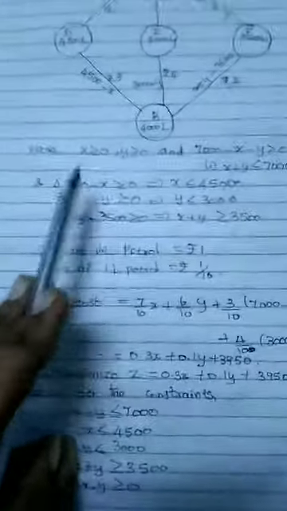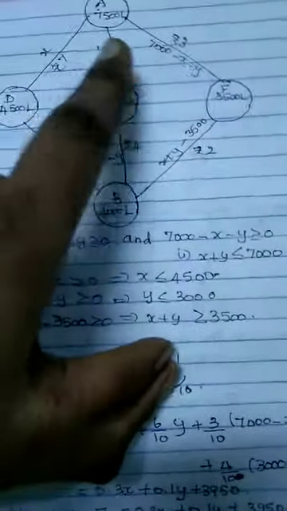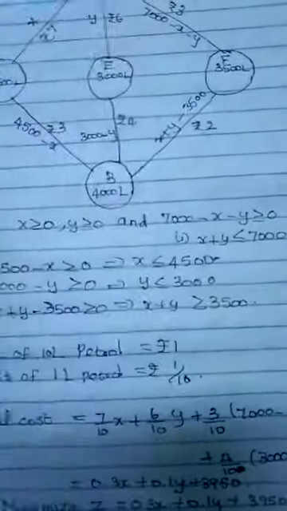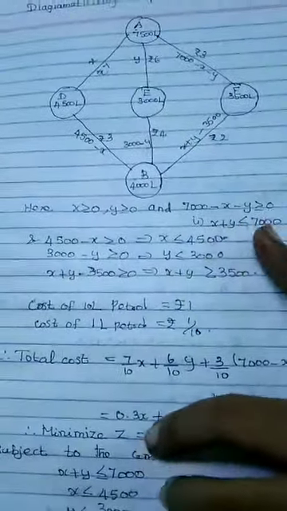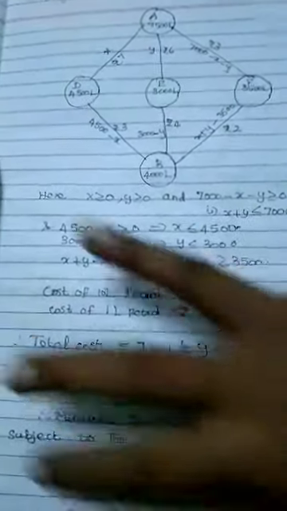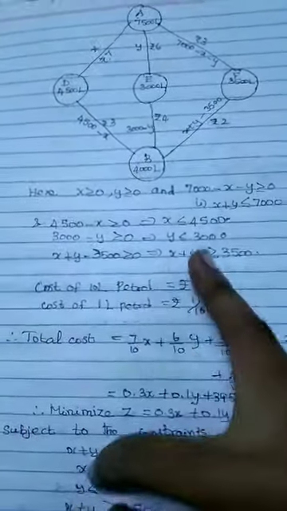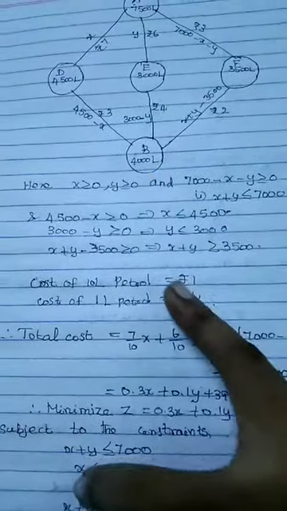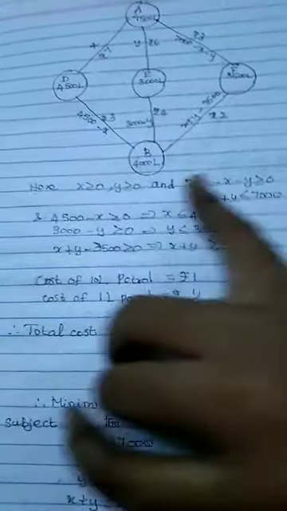Here itself, X and Y are greater than or equal to 0. First I consider the upper part: X is greater than or equal to 0, Y is greater than or equal to 0, and 7,000 minus X minus Y is greater than or equal to 0, which can be written as X plus Y is less than or equal to 7,000. Next we consider the lower part: 4,500 minus X is greater than or equal to 0, 3,000 minus Y is greater than or equal to 0, and X plus Y minus 3,500 is greater than or equal to 0.